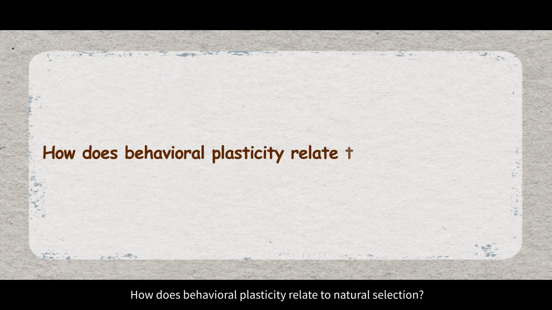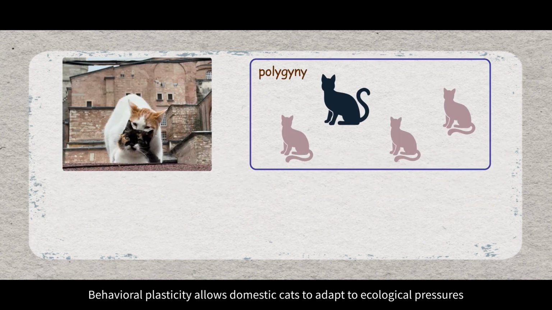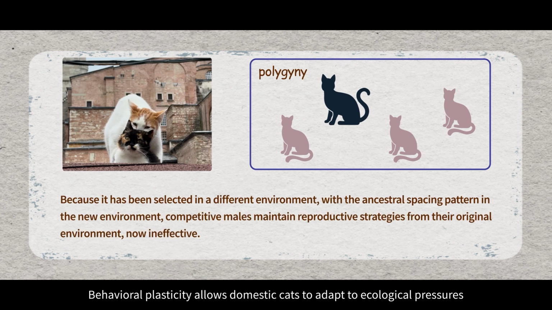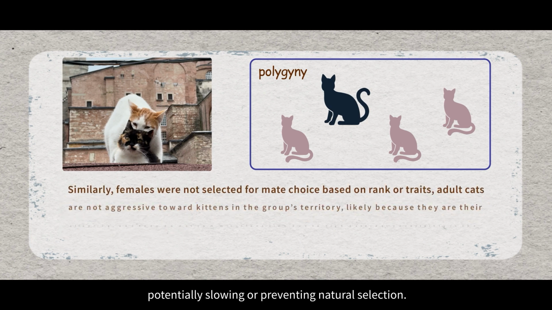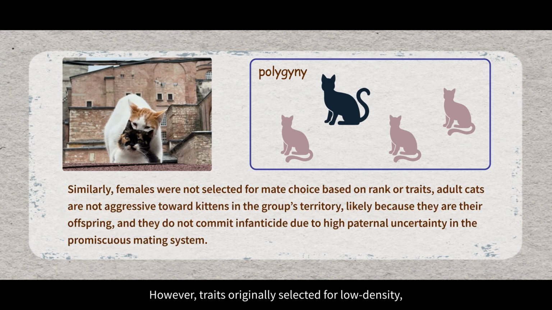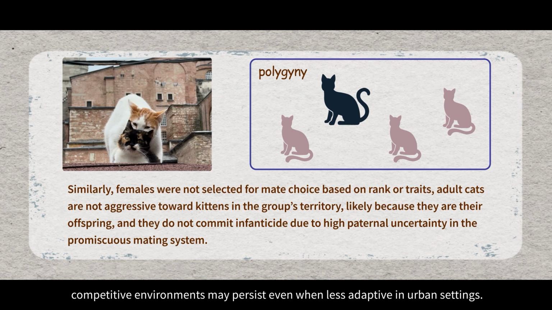How does behavioral plasticity relate to natural selection? Behavioral plasticity allows domestic cats to adapt to ecological pressures by modifying their interactions with new environments without altering genetic diversity, potentially slowing or preventing natural selection. However, traits originally selected for low-density, competitive environments may persist even when less adaptive in urban settings.